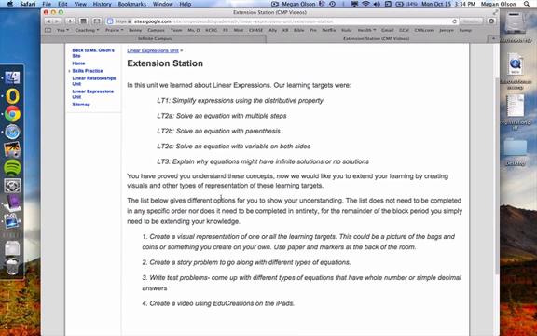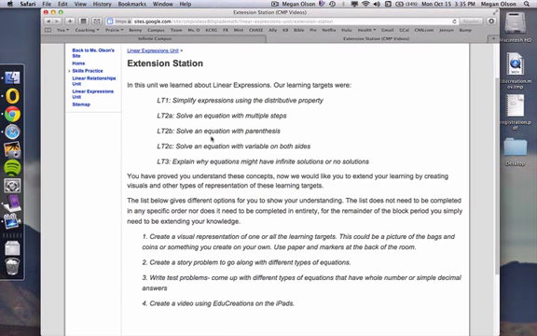So in this unit, we have learned about linear expressions. And our learning targets were to simplify expressions using the distributive property. That's where we use the swoops and the parentheses. And then to use those to solve different types of equations.